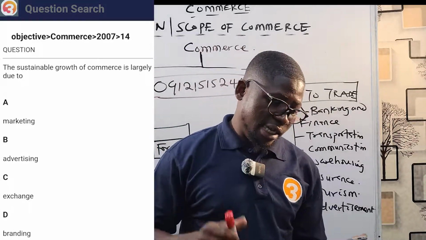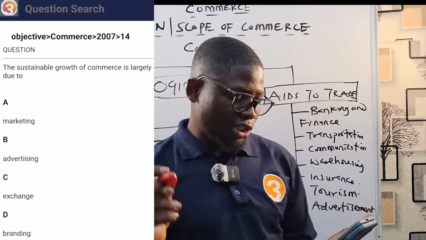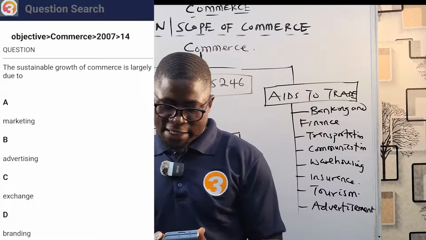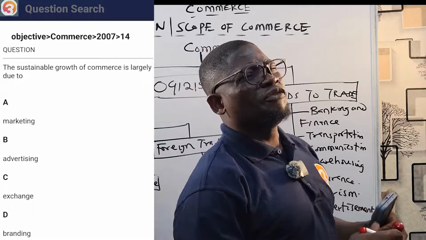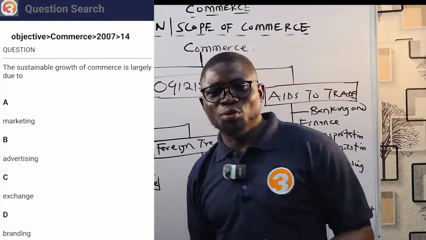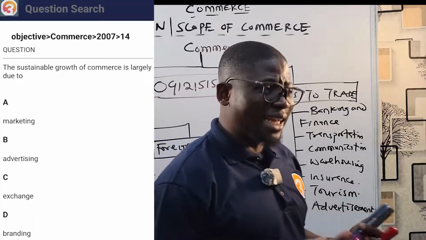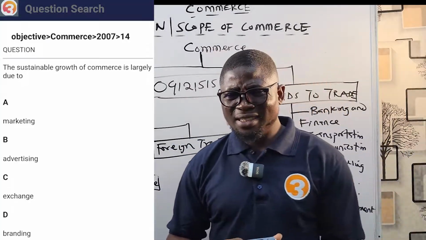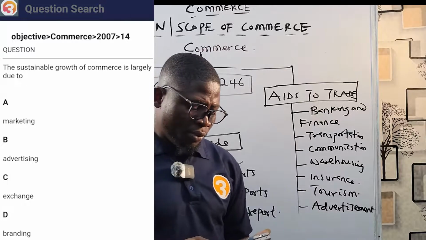So the correct answer there will be exchange. A, they say marketing. B, they say advertising. C, exchange. D, branding. The correct answer there is exchange. They are not usually direct, but if you know what they're doing, they cannot confuse you. Commerce is very easy, but you can easily get the answers wrong because everything seems to look the same, but you must get the major point. It's exchange.